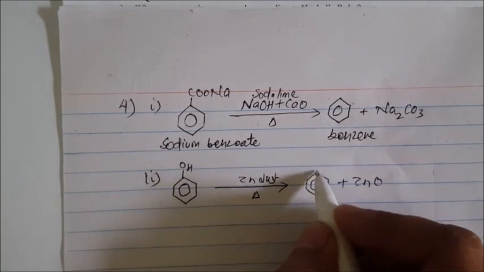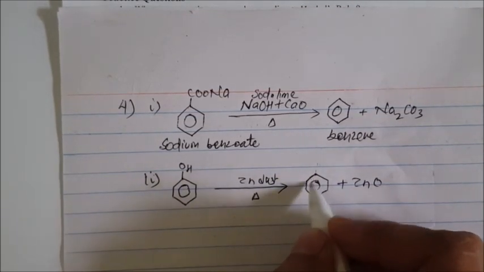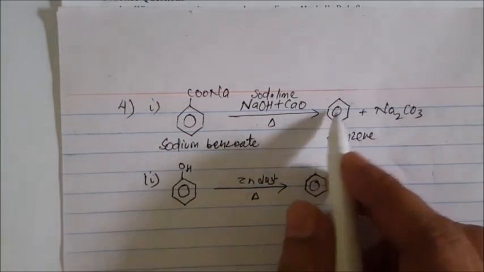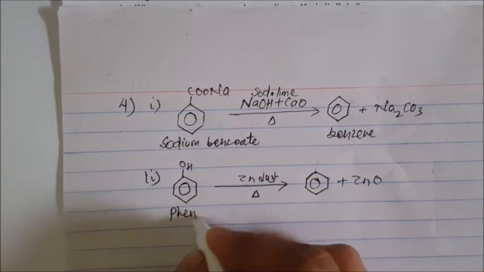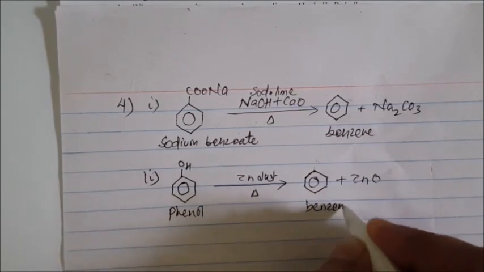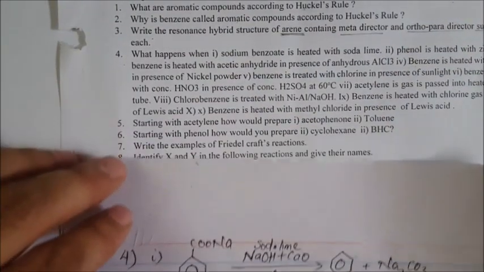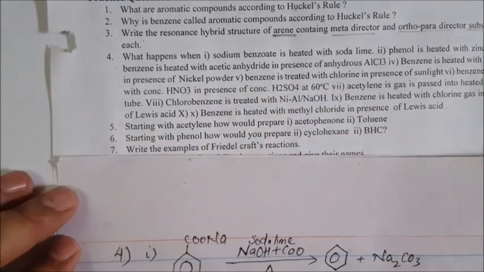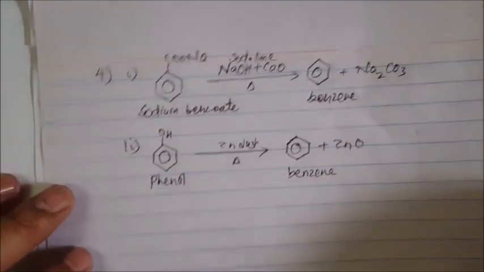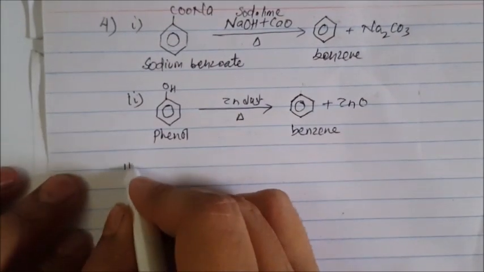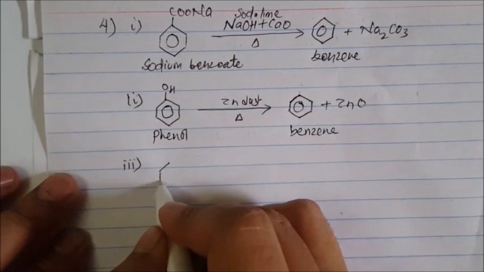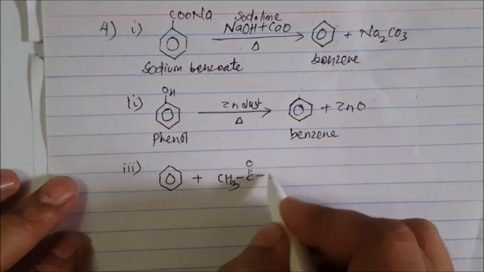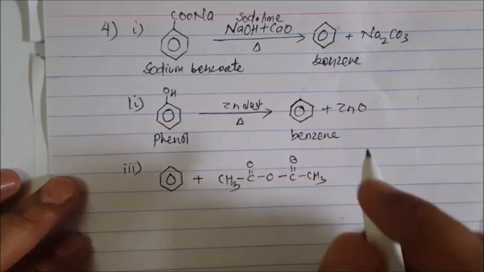This hydrogen we can write down here, and there are the other 5 hydrogens attached to the carbons, so we have not shown the hydrogens here. This is phenol, this is benzene. Similarly, the next question is about benzene with acetic anhydride in the presence of anhydrous AlCl3. So, third, benzene is heated with acetic anhydride. Acetic anhydride means CH3 C double bond O, O, CO CH3.